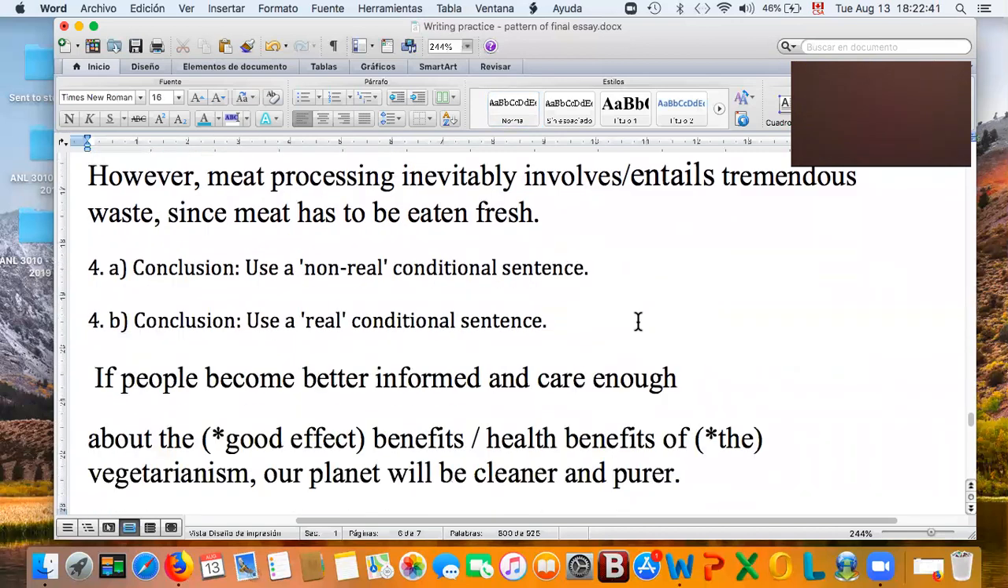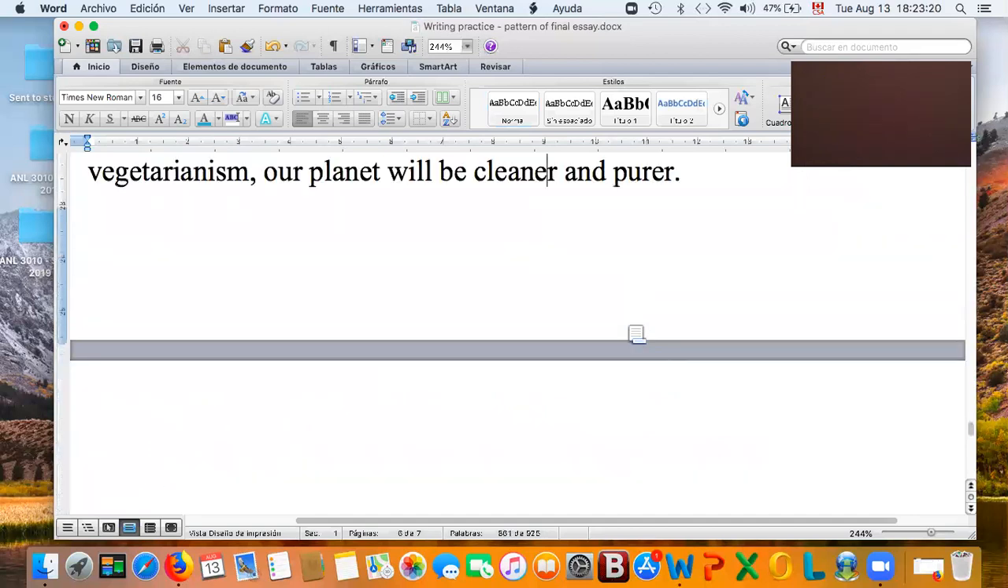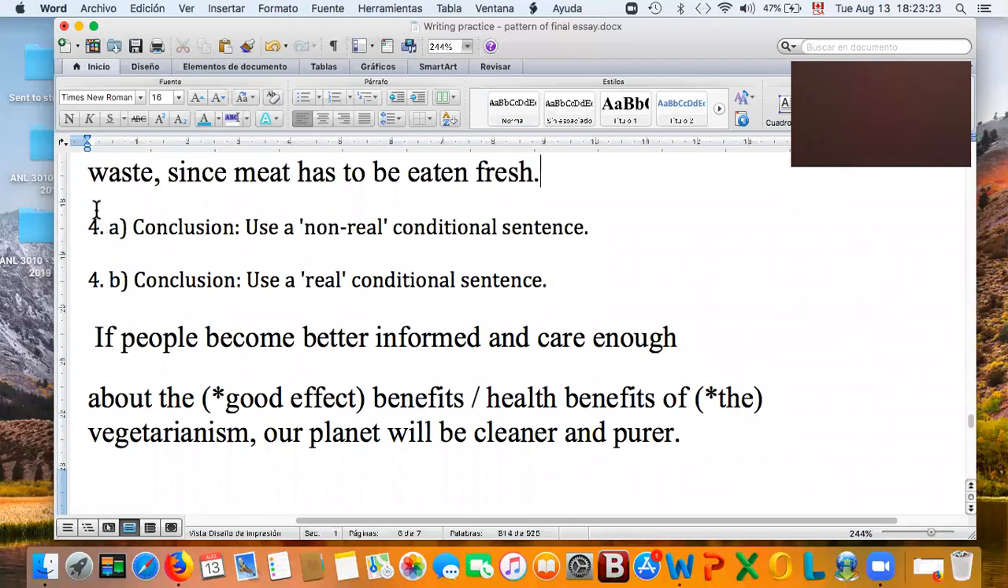Now, how do we conclude? Well, you write a few lines, and somewhere in those lines, I'm requiring that you do this, you must have a non-real conditional sentence, and you must also have a real conditional sentence. So the conclusion need not simply be composed of these two types of sentences. It'll probably be a bit more than that. But for the moment, let's just look at the examples created by this writer. Yeah, let me push this down so we can look at it all on one screen.